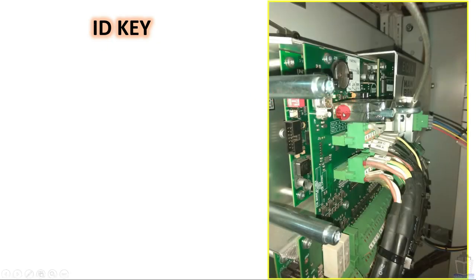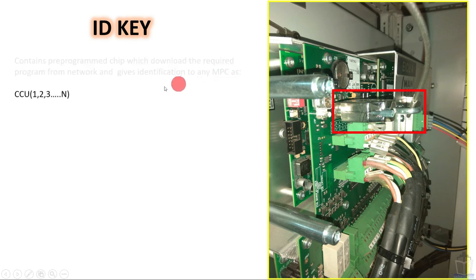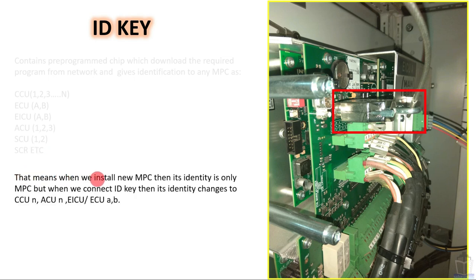So this is the ID key. Now we will see regarding the ID key. This ID key contains a program chip which downloads the required program from the network and gives identification to any MPC as CCU 1, 2, 3, like that, ECU A, B, EICU A, B, ACU 1, 2, 3, SCU 1, 2, SCR, etc. So here, repeating once again, that means when we install a new MPC, then its identity is only MPC.